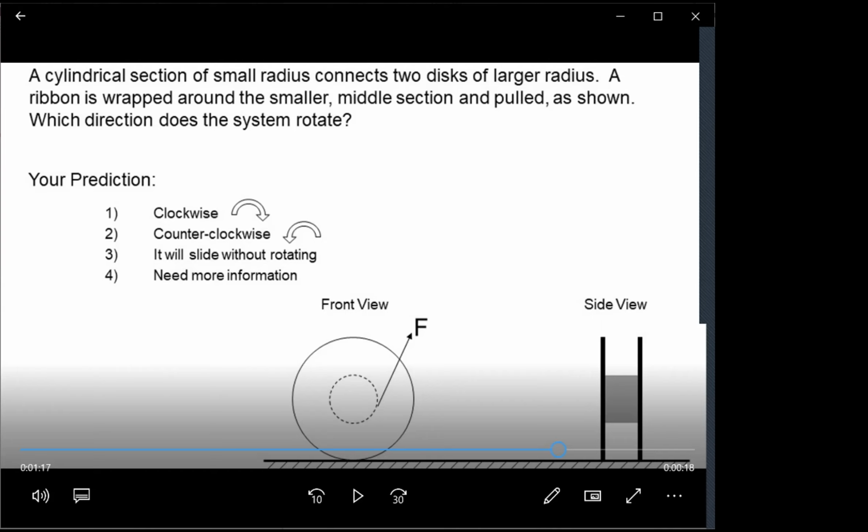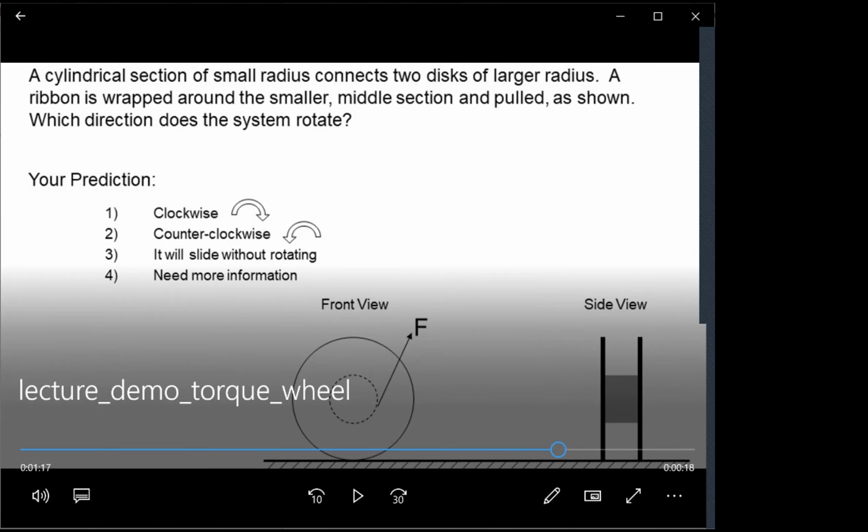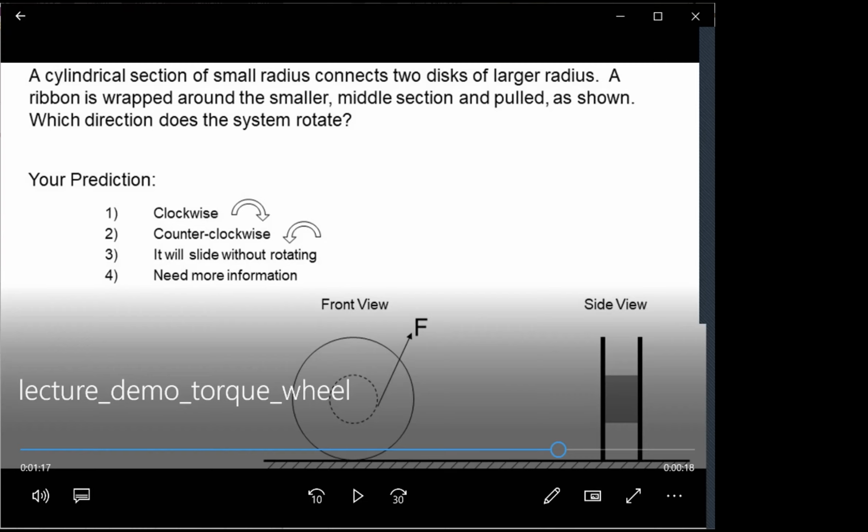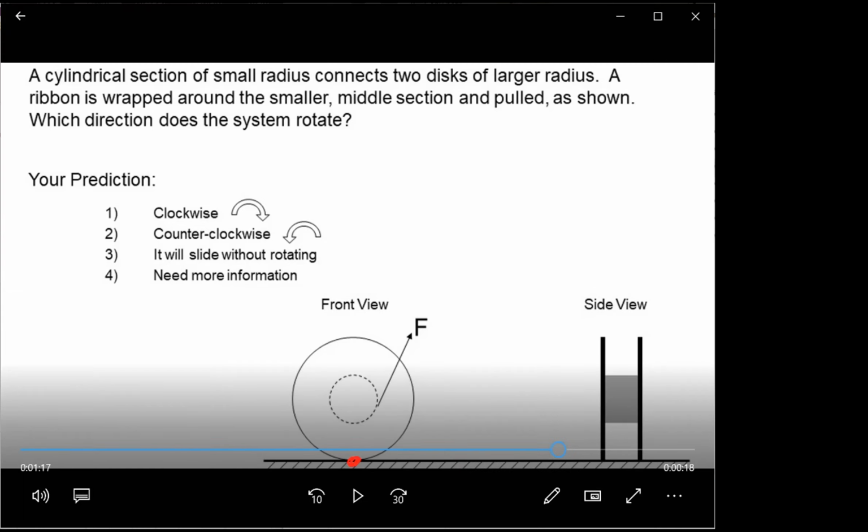Where's the axis of rotation? The axis of rotation is right here. How do we determine the torque? We follow a line back here, right? If we extend this line back, we can determine the torque. What's the torque in this case? Zero.